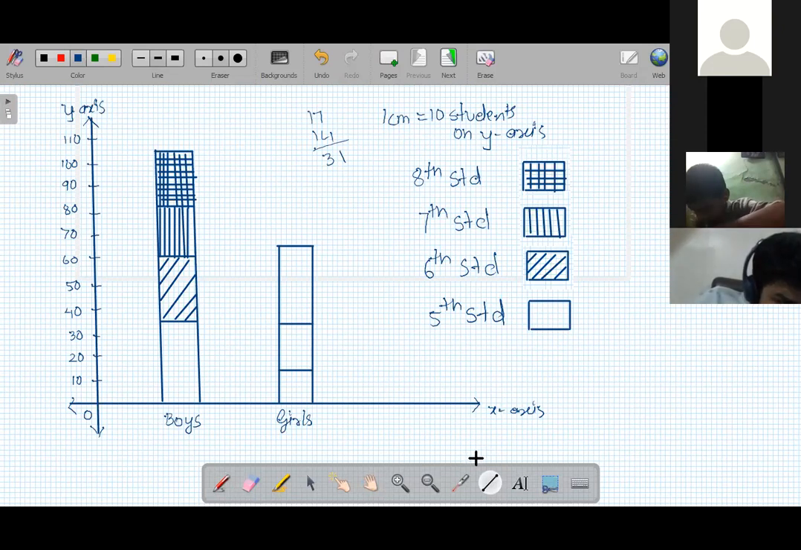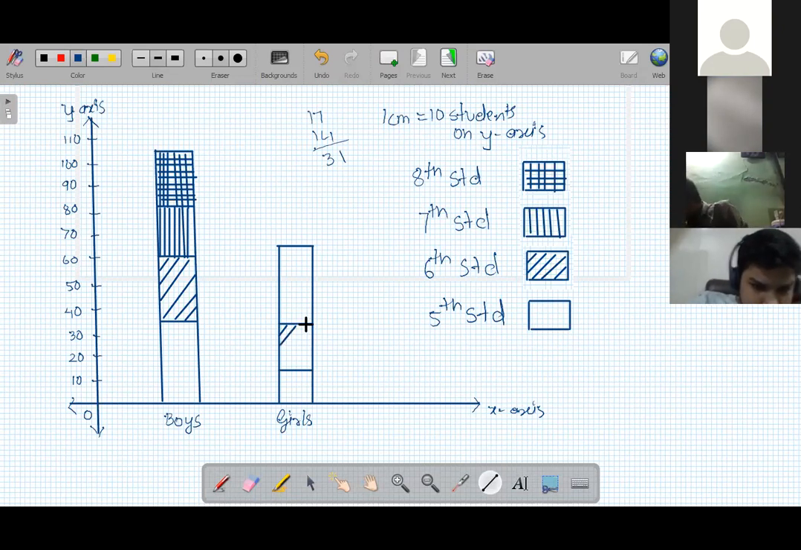Okay, now the second is for 6th standard. So we'll do the pattern for it, 6th standard. These are the number of girls in standard 6th. This bar denotes girls in standard 6th, the middle portion.